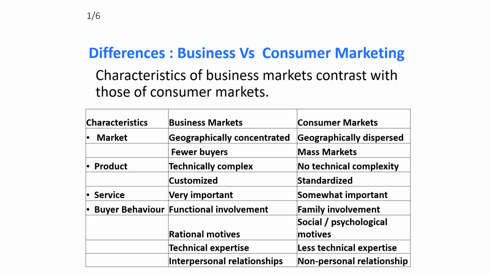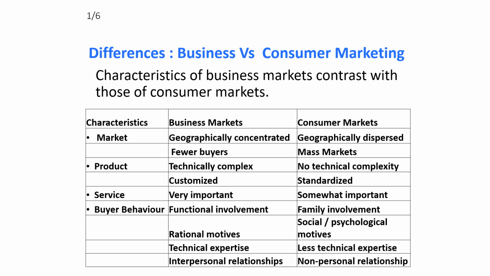Now let us see the difference between business and consumer marketing. So business markets, like I told you, are geographically concentrated. That means they will be in particular industrial zones or export zones. There are very few buyers, whereas the consumer market is geographically dispersed. Dispersed means spread out. So retail consumers you find everywhere. They are all spread out all over the country, and it is a mass market. Retail customers are mass customers.